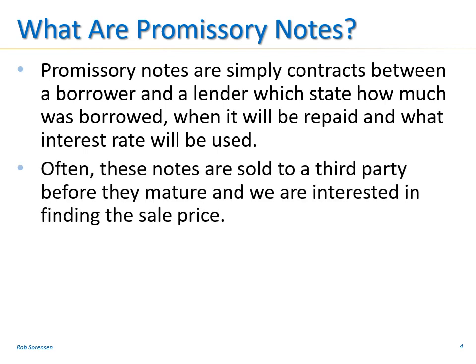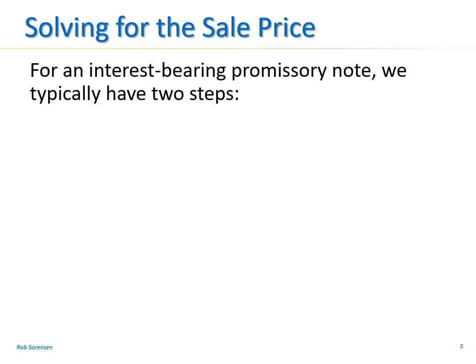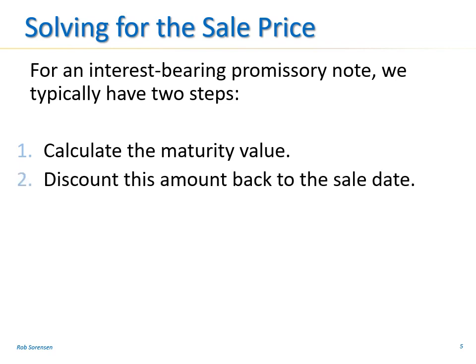And then the interesting thing for us is typically when we're working with them, we look at a situation where the person who is holding the note doesn't wait until the end, but they sell it to a third party sometime before maturity, and we want to work out that sale price. So just like before, we typically have two steps when we're dealing with a promissory note. First, we want to calculate the maturity value, and then we want to discount that back to the date of the sale.